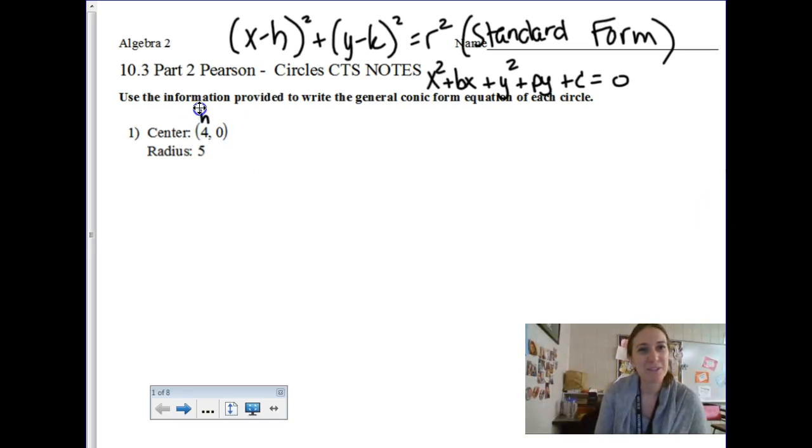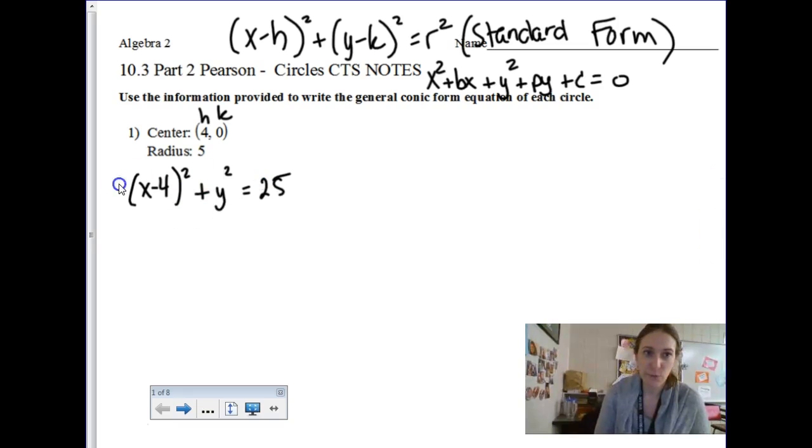The center and radius, remember these are your h and k's. So we're going to start in standard form, so (x minus 4) squared, and then instead of saying (y minus 0) squared, I'm just going to say y squared equals 5 squared, which is 25.